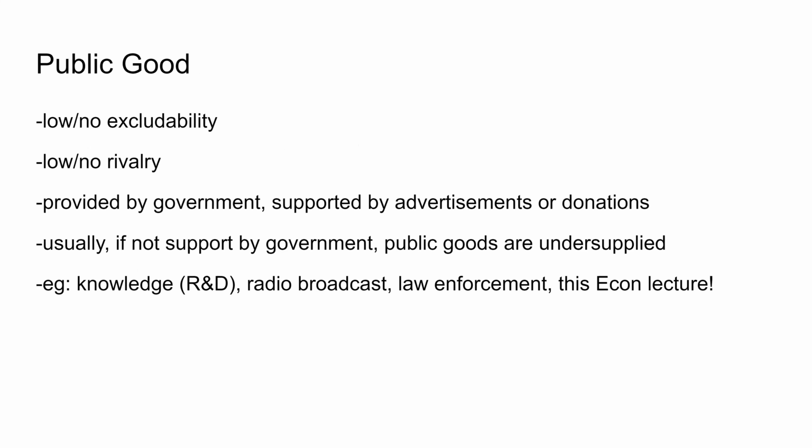So let's start with public goods. Public goods are characterized by low or no excludability and low or no rivalry. They're usually provided by the government, and if they're not, they're usually supported by advertisements or private donations. Usually when they're not supported by the government, they are undersupplied. And examples of public goods are knowledge, research and development, radio broadcasts, and law enforcement.